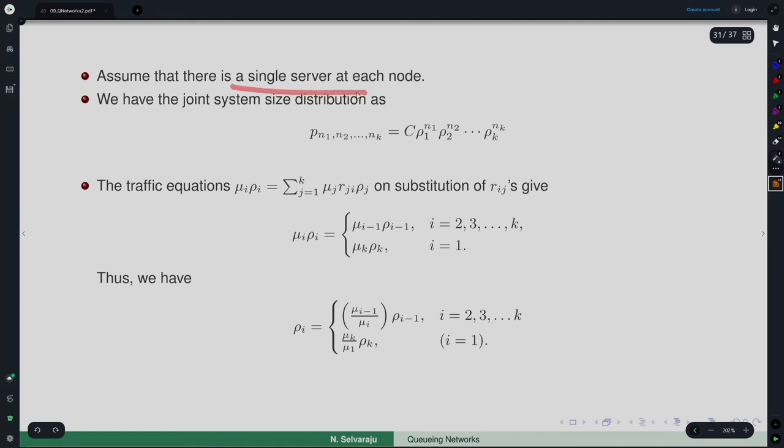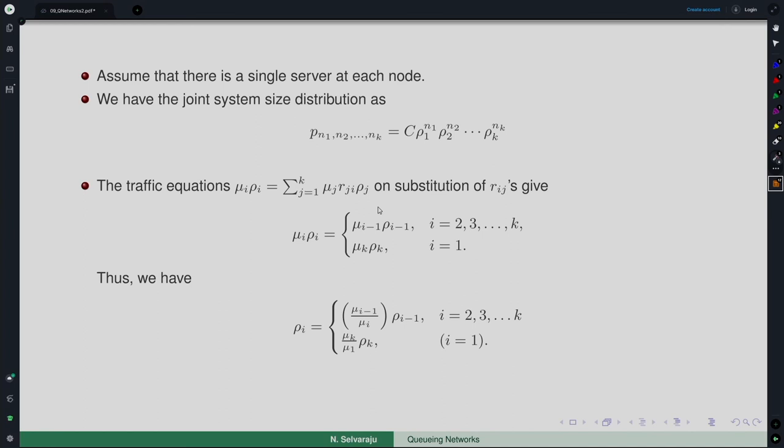So, for the time being, you can assume that there is a single server at each node. Then we know the joint system size distribution would be a product form of this nature, which is basically some constant times rho 1 to the power n 1, rho 2 to the power n 2 and so on, rho k to the power n k, and the traffic equations here, if you substitute the particular r_ij that we have here, would be reduced to this for i equal to 2 to k, and for i equal to 1, which is mu 1 rho 1 is equal to mu k rho k, is what you will get here, right.